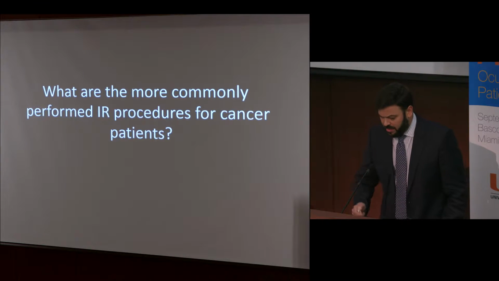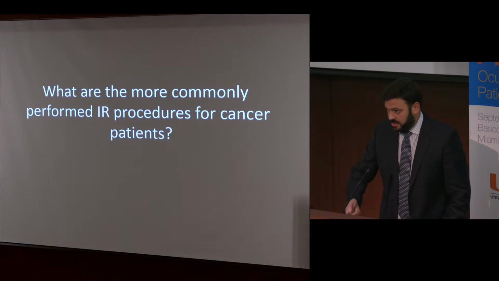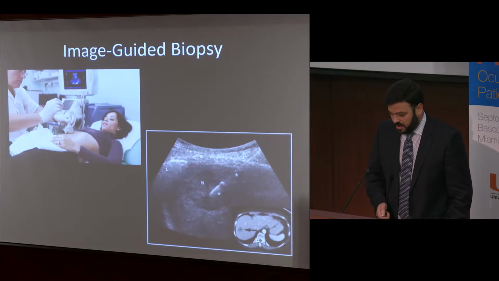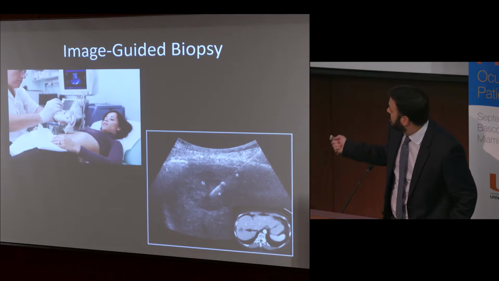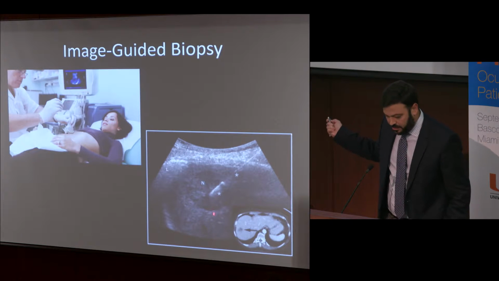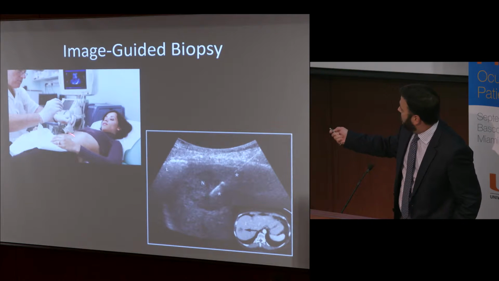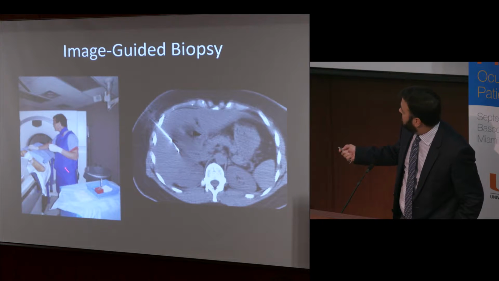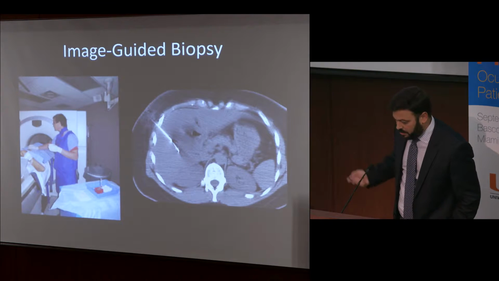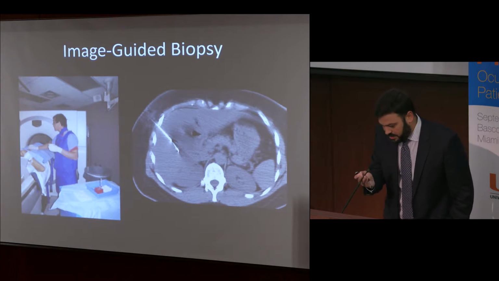So what are the more commonly performed IR procedures in cancer patients? Well, we're involved in the care of cancer patients from the beginning, basically from image-guided biopsies using ultrasound guidance. As you can see, a needle is being advanced into a liver mass guided by ultrasound. Sometimes we utilize CT guidance to achieve the same, depending on the type of lesion that we're trying to biopsy.